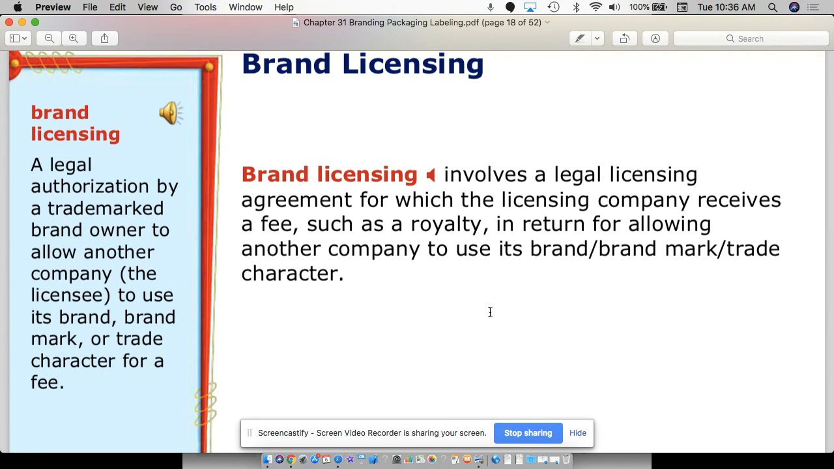Now, brand licensing, I did talk about this one, is a legal authorization by a trademark brand owner to allow another company to use its brand mark, or trade character, for a fee. Got into this just a little bit. This is a great deal for sports teams. You give me another example here. Let's pull up. No, we'll go Cubs today.